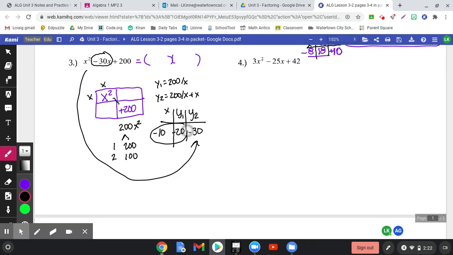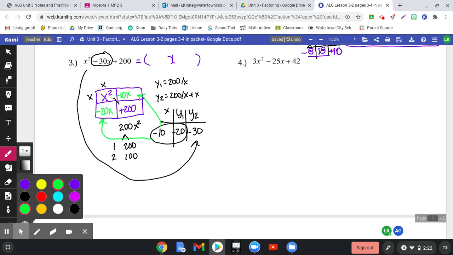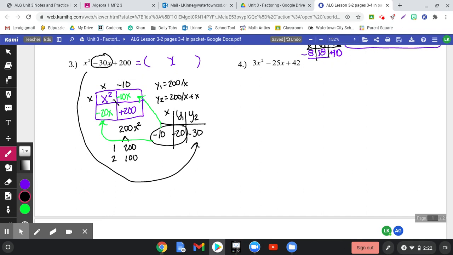All right, and again, now we've got to put those into our table. That would have taken you a while to figure out, I bet. So negative 10x, negative 20x. Let me change the color of this so it's not so bright. All right, so what would you multiply x by to get negative 10x? Negative 10. What would you multiply x by to get negative 20x? Negative 20. And there's your two answers. X minus 10, x minus 20.